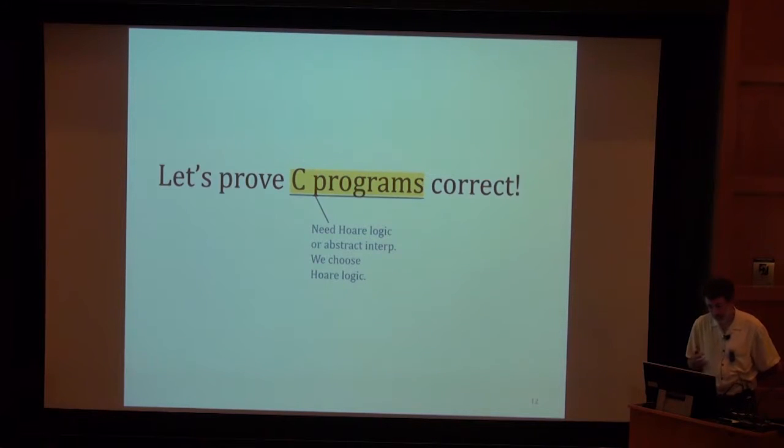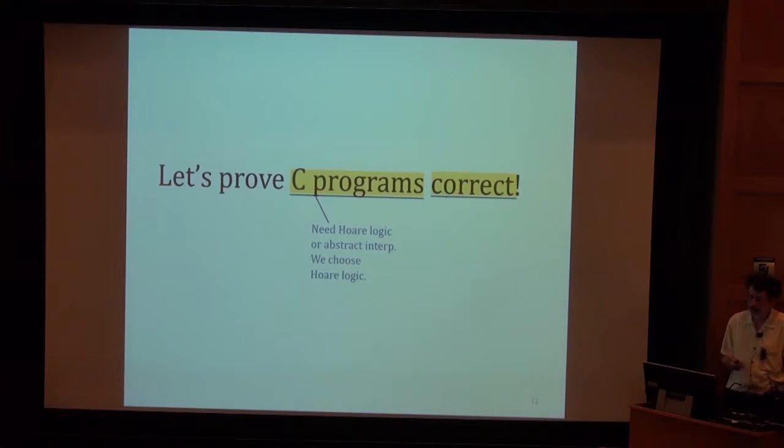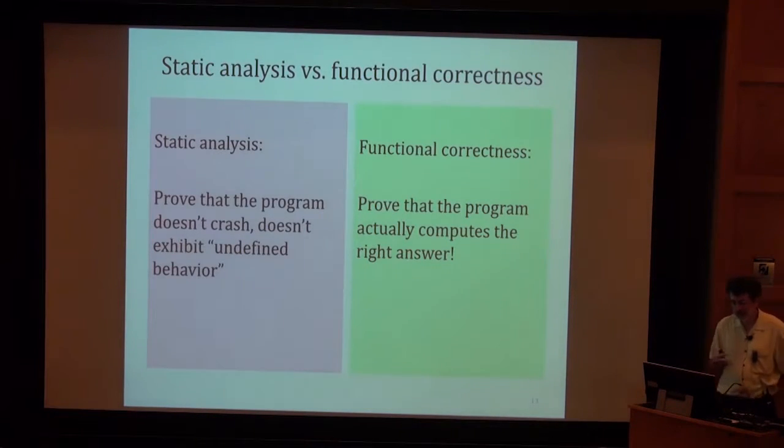So we want to prove C programs correct, so we need a program logic for doing it. We can't any longer just do direct induction on function arguments. We need to reason about program state or something. We could use Hoare logic, we could use some sort of abstract interpretation, but we'll choose Hoare logic. Now, we want to prove programs correct, not just safe, right? Out there in the world, there are static analyses which prove that the program doesn't crash. Some static analyses are sound, in which case, when they say the program doesn't crash, it's really true, and others are not sound, but still could be useful, right?